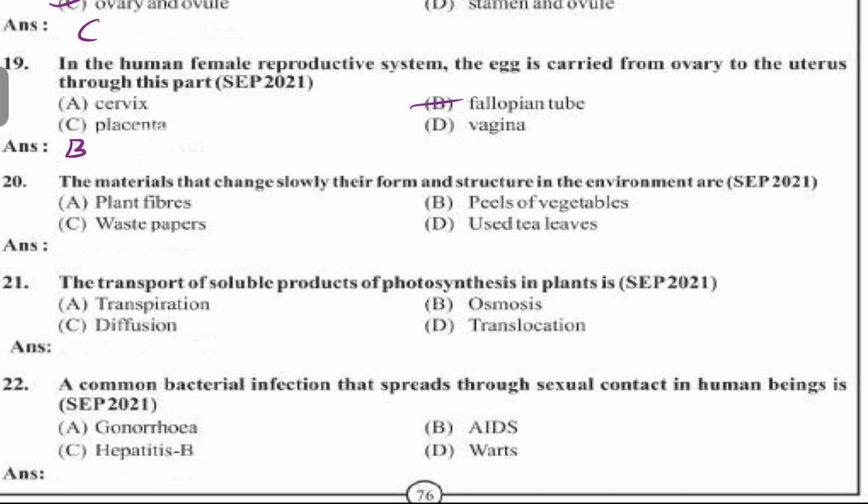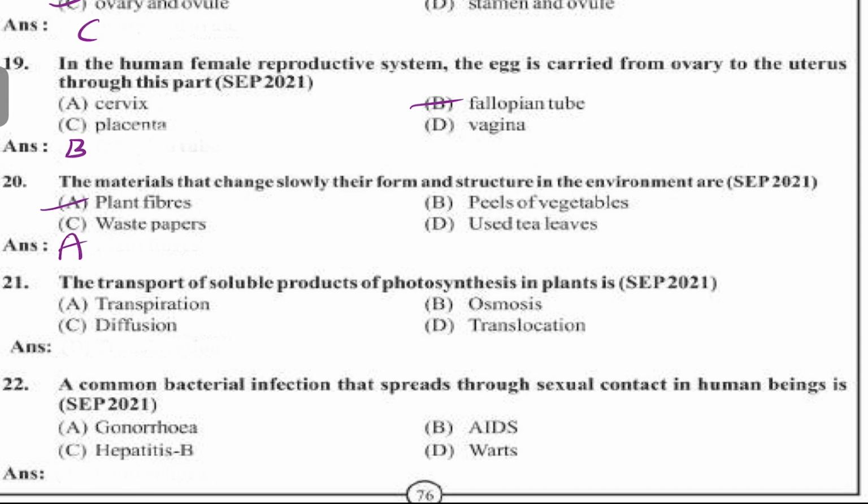And coming to the next question, the materials that change slowly their form and structure in the environment. Which are the materials that change slowly in the environment, that is their form and structure is changed at a slow speed, that is the plant fibers. Peels of vegetables, waste papers, used tea leaves, on comparing with plant fibers, they change their form fast. Hence the correct answer for 20th question is option A.